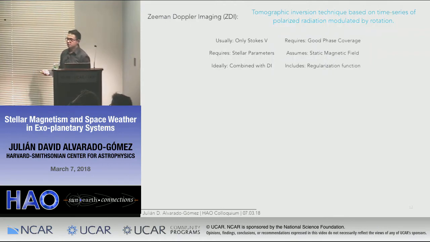It usually is only done with Stokes V, the circularly polarized light, because the Stokes Q signature, the linear polarization, is extremely weak in other stars. And when you try to get those measurements, it means you will need to sacrifice at least half of your observing time to get the measurements in linearly polarized light.